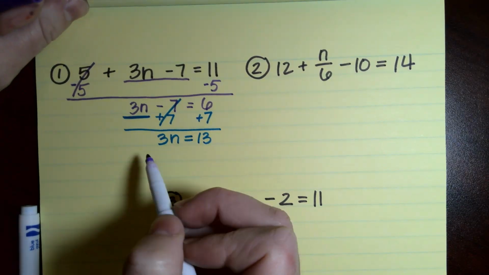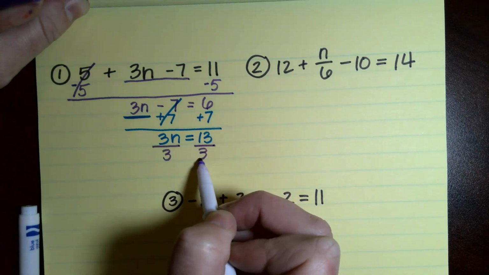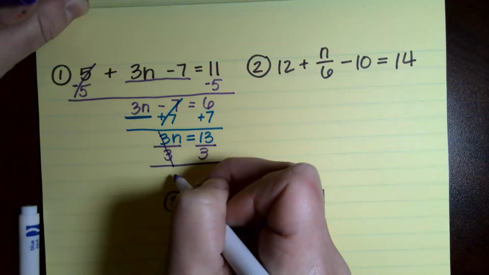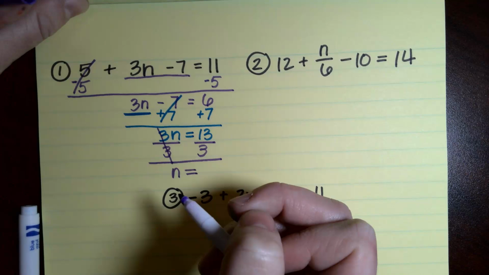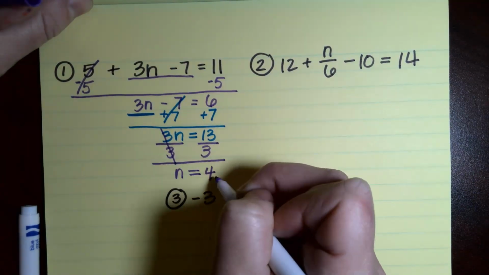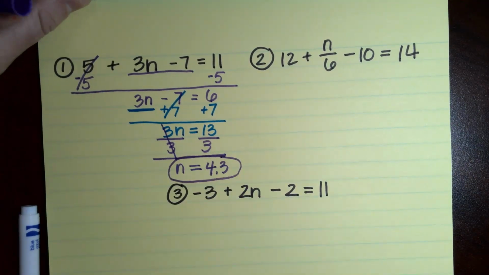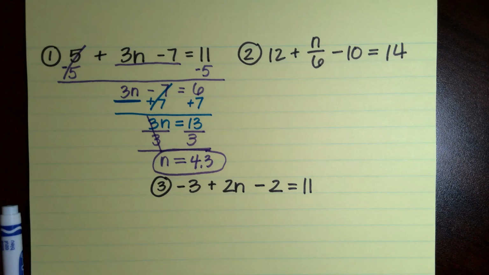Divide. Good. We're multiplying here. So to get rid of multiplication, we divide. So let's take both sides divided by 3. My 3's will cancel, and I'm left with n equals, and when you type that into your calculator, I believe you get about 4.3 repeating. Did everybody get that? Okay, so n equals about 4.3. Good job, guys. Any questions about number 1 before we try 2? Any questions? Okay, let's try number 2.